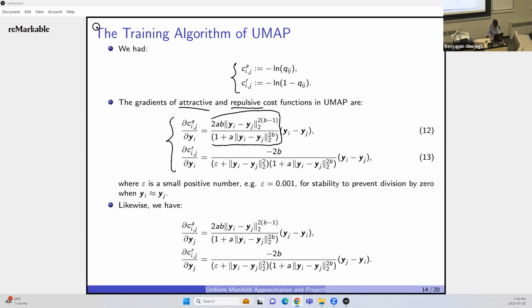So this is a scalar, right? But this is a matrix. And as you see, as expected, this is a p-dimensional vector because it's a derivative of a scalar with respect to a p-dimensional vector, yi. Here also, I have the derivative of Cij repulsive cost with respect to yi. Again, this is a scalar, and this is a vector, right? And it makes sense. Why? These two equations make sense.